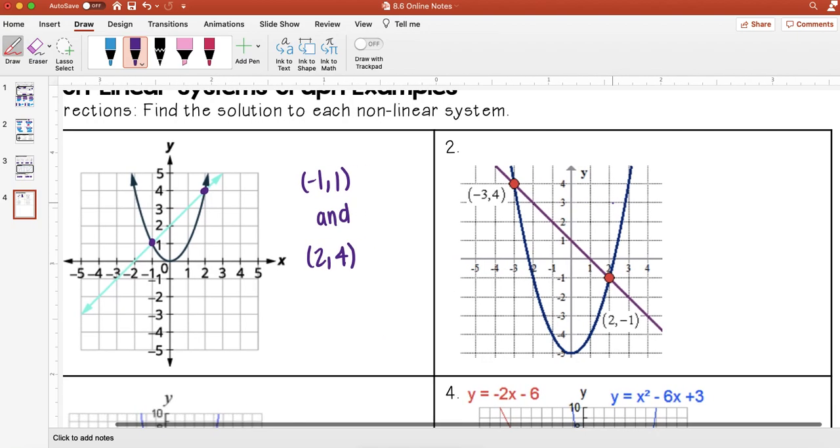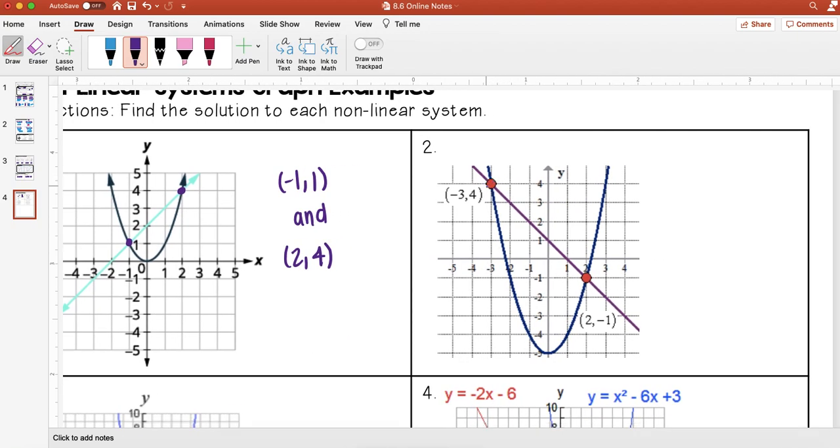Looking at problem 2, I see it's actually already labeled for us. The points of intersection are going to be (-3, 4) and (2, -1).